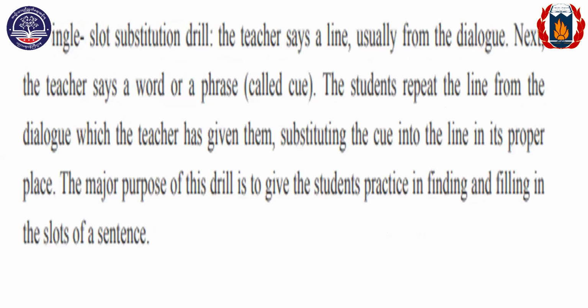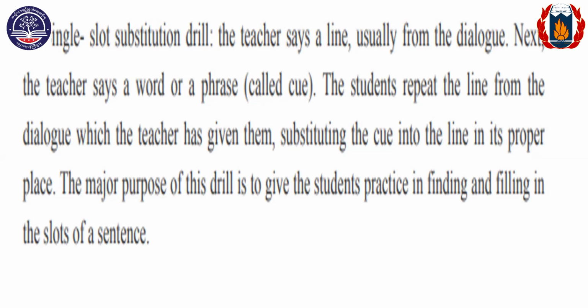Next one, single slot substitution drill. For example, here, the teacher will say a line, usually from the dialogue, and also he says a word or a phrase. Students repeat the line from the dialogue, substituting the cue into the line in its proper place. For example, like there is a book on the table. The teacher says first. And also, later he will give the clue like there, a phone. Here, student need to produce. There is a phone on the table.